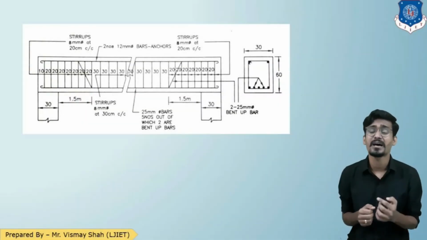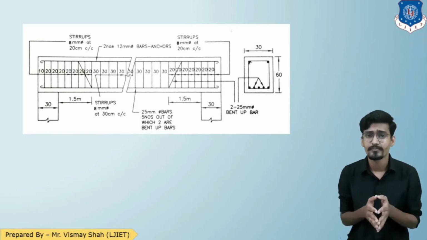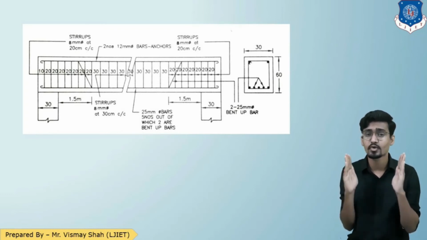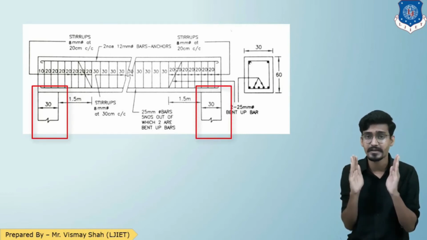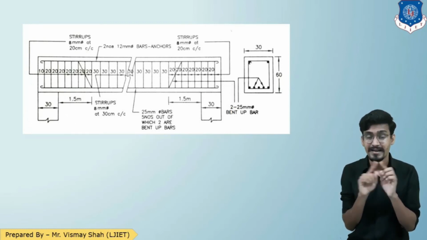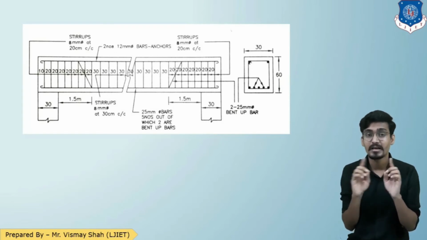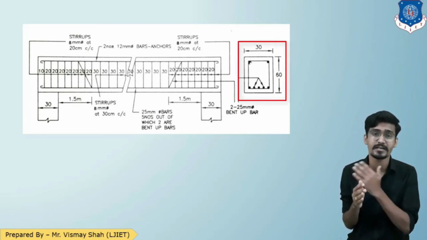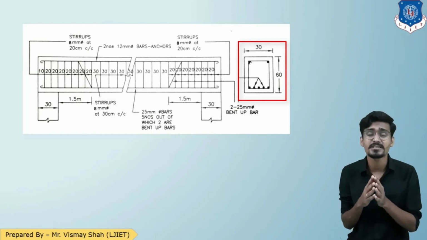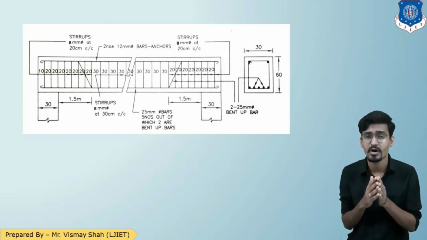So as you can see in the figure, a beam is shown that clear span is 7 meter. Now if you can see, there are 2 junctions. These 2 are the column junctions having 30 centimeter in the width. So between those 2 columns, the clear span of the beam is 7 meter. Now if you can see the section just at the corner of the drawing, the section is of 30 by 60 centimeter or 300 by 600 mm of beam.